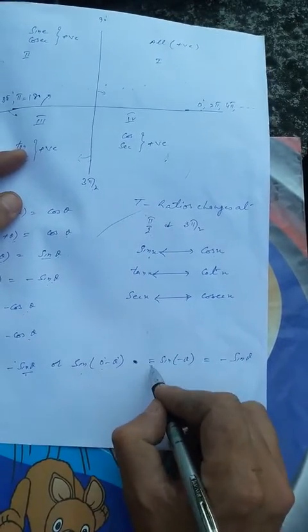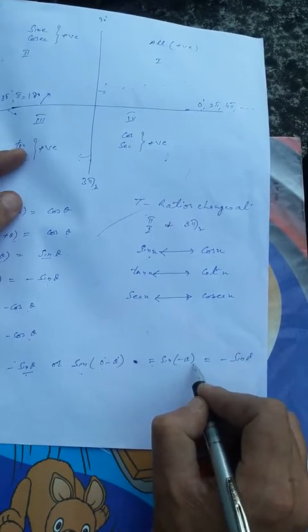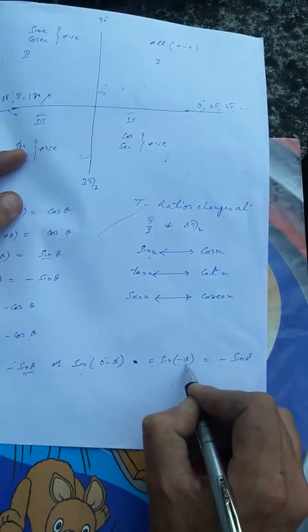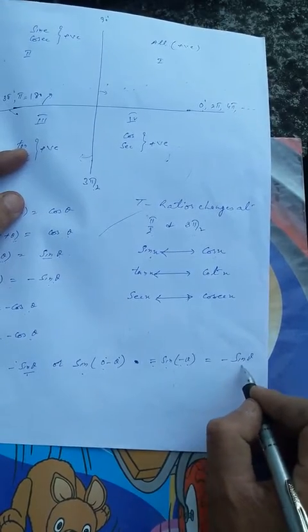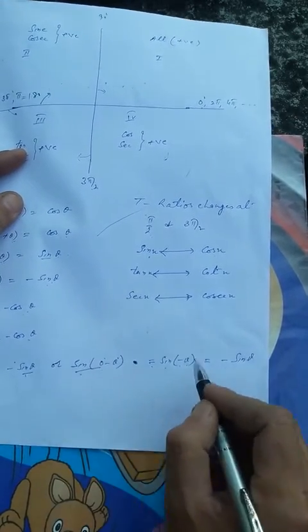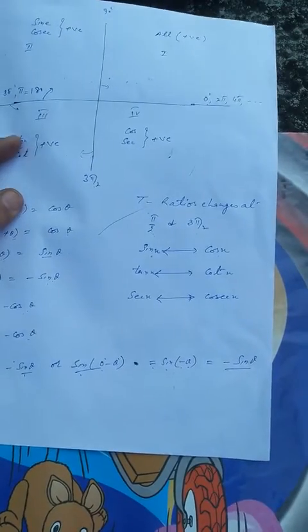Similarly, otherwise you can say sine of 0 minus theta. Sometimes we say 0 minus something, that means minus something, so we can say sine of minus theta. Because it is in the fourth quadrant, it gets negative, and at 0 the ratio will not change, so it becomes minus sine theta.